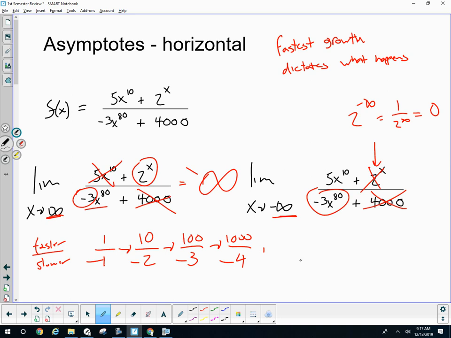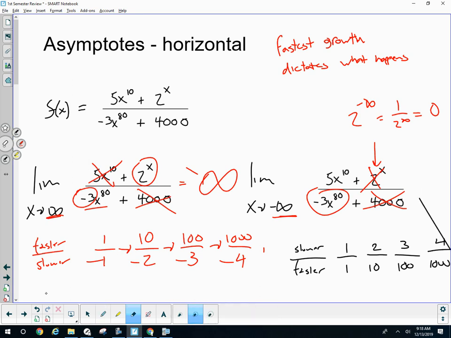If you think about faster in the denominator versus slower in the numerator, start with 1 over 1, 10, 100, 1,000, 2, 3, 4. These decimals are 1, then 0.2, then 0.03, then 0.004. These fractions are getting closer and closer and closer to 0.